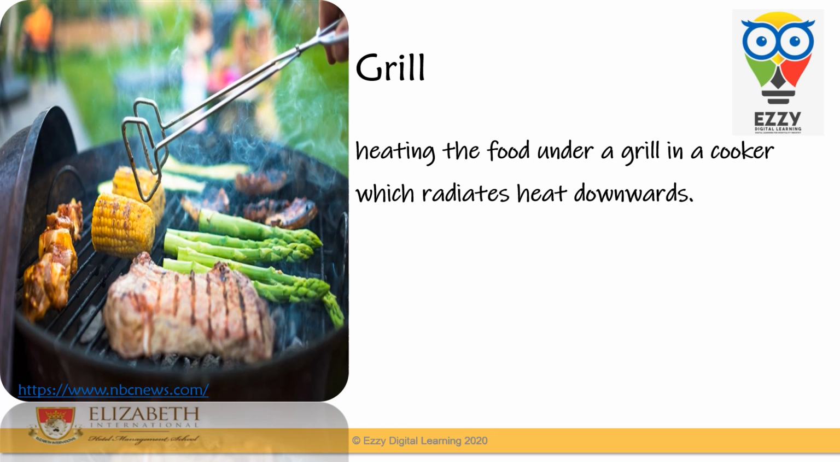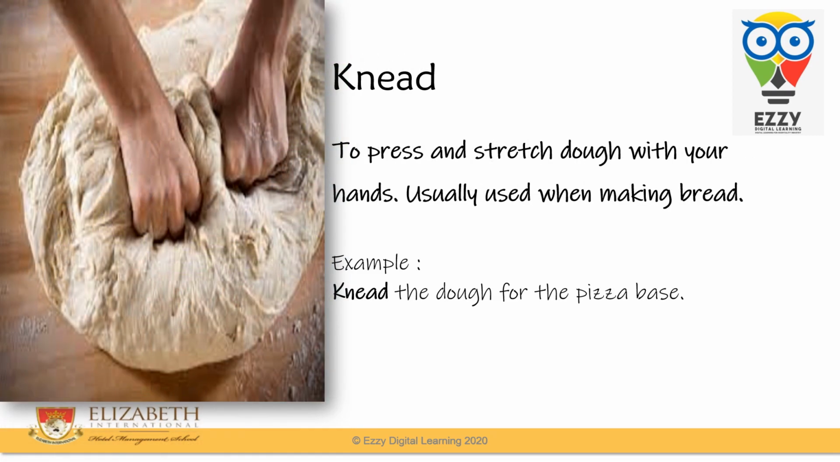Grill is heating the food under a grill in a cooker which radiates heat downwards. Knead is to press and stretch dough with your hands, usually used when making bread. For the example, knead the dough for the pizza base.